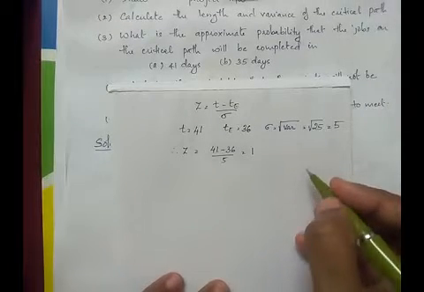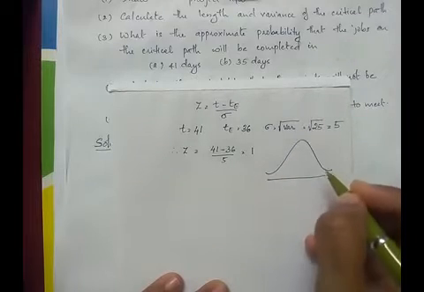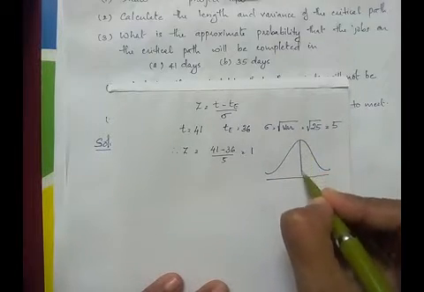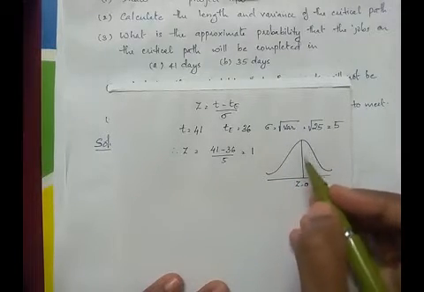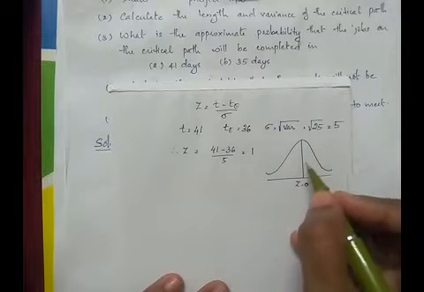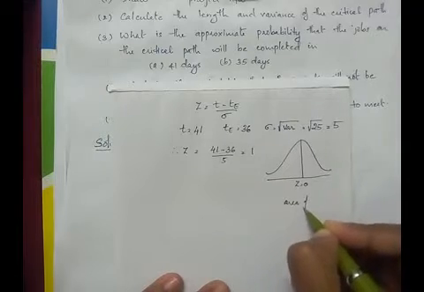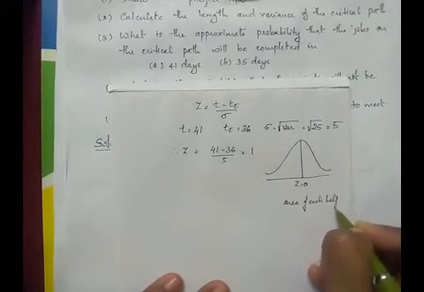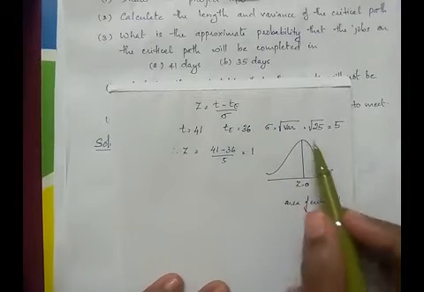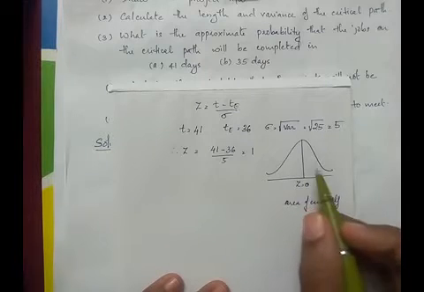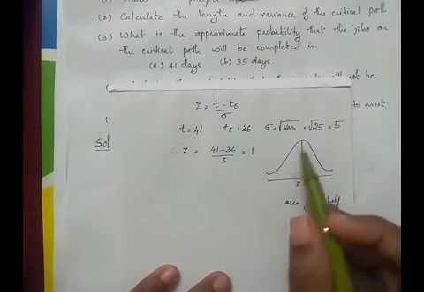Now to find the probability, we have to draw the standard normal curve, which is a bell-shaped curve. The center point of the bell-shaped curve will be at Z equal to 0, where the area on each half of the bell-shaped curve is 0.5. So adding them, the total area of the curve is 1. 0.5 plus 0.5 will give you 1. So this is the concept of the standard normal curve.